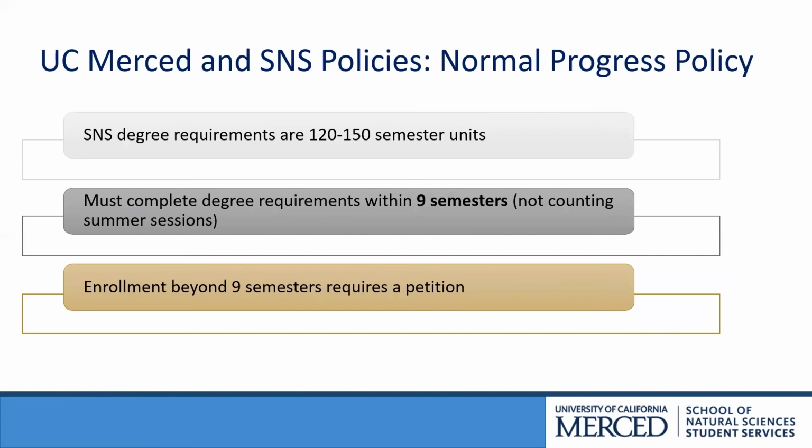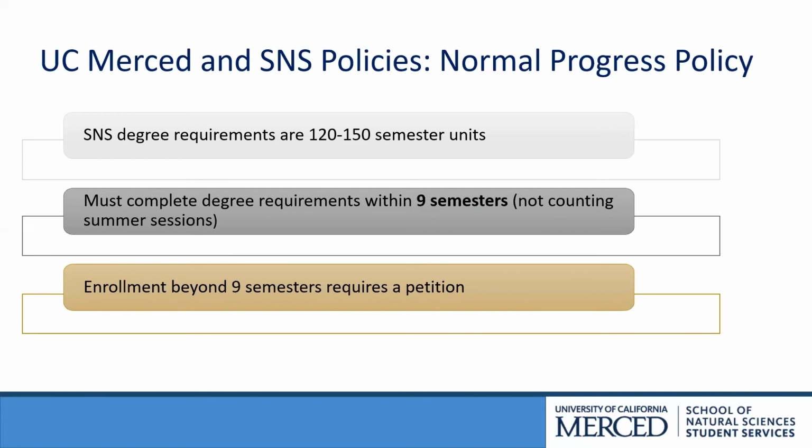We also have what is called a normal progress policy. This isn't something that happens too often with transfer students, because you're coming in and you'll have the full 9 semesters, but our students are expected to finish their degree within 9 semesters. The requirements are anywhere from 120 to 150 units. As a transfer student, you're going to come in with a lot of units already, but you're still going to have that expectation of finishing up your major requirements and any GE stuff. But the truth is you're still expected to finish within 9 semesters.